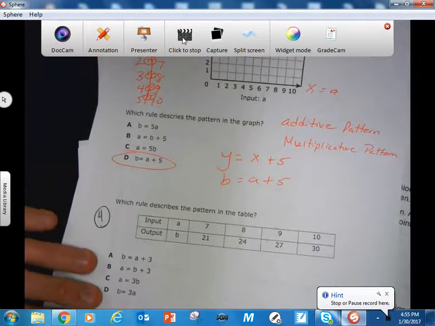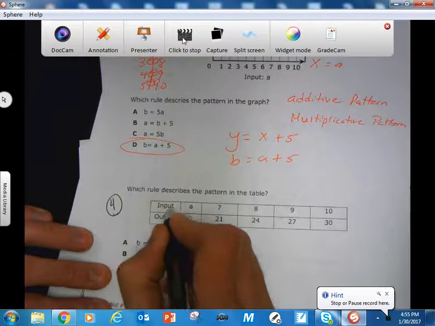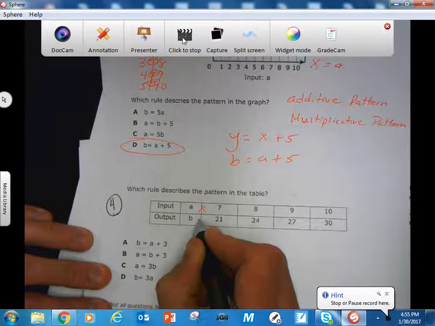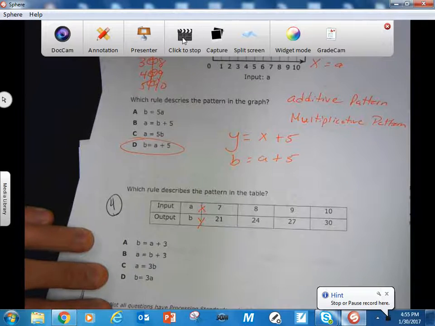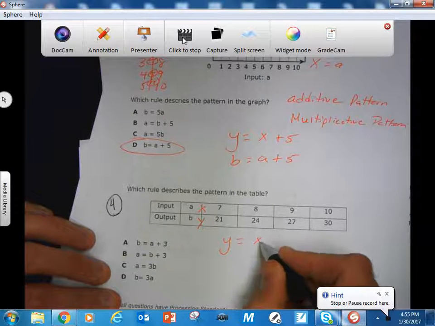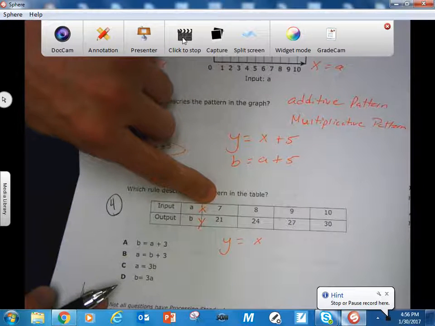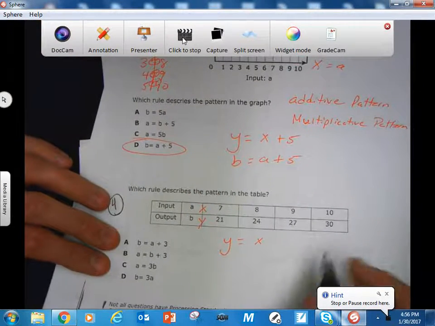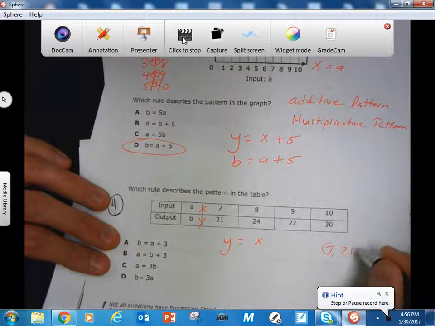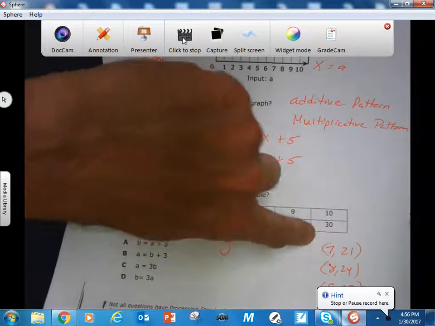Down here, we're doing the same thing. We have our input table and our output table. We know input is always x. This is always x, and this is always y. So we're solving for y, or for b. Y equals x, and we have to figure out, are we multiplying or dividing? Ask ourselves, how are we getting from 7 to 21? 7, 21. 8, 24, 9, 27, 10, 30. We know that we are multiplying, aren't we?